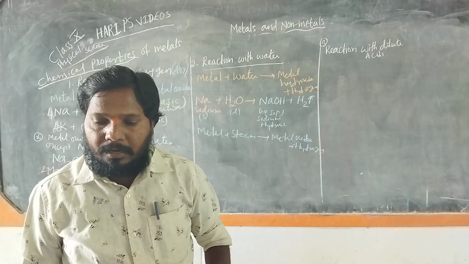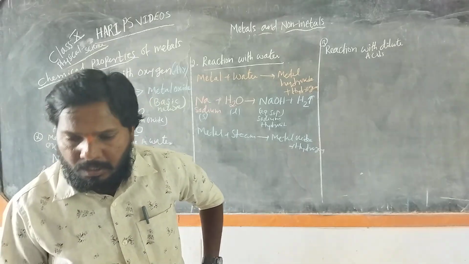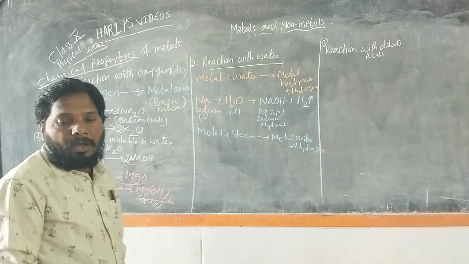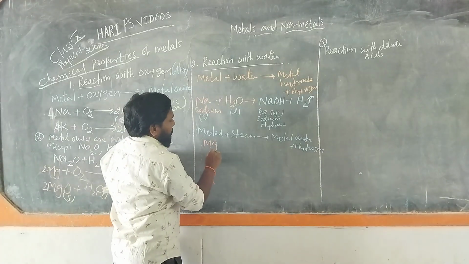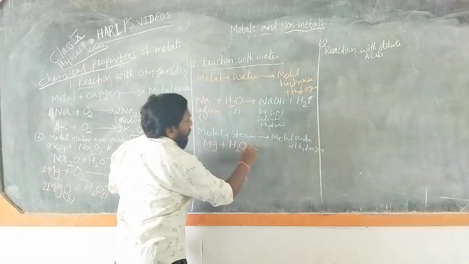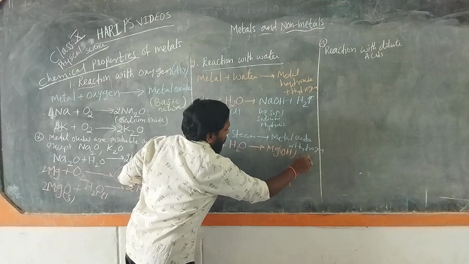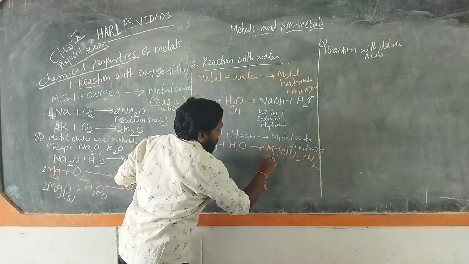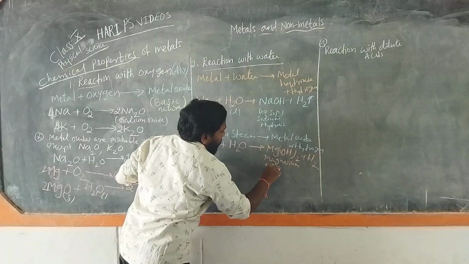Magnesium does not react with cold water. Magnesium reacts with warm water to form magnesium hydroxide plus hydrogen. So magnesium also reacts with water, but it is hot water, and gives us magnesium hydroxide and hydrogen. So this is magnesium hydroxide.